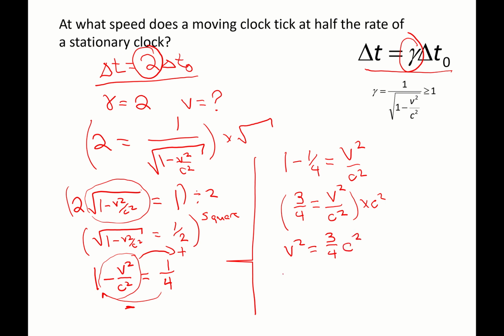And now to get v, I take the square root. So it's going to be the square root of 3/4 times c squared. The square root of c squared is just c. The square root of 3/4 is numerically 0.866. So it's traveling at a speed of 0.866 c. So make sure you're able to do this math. You're definitely going to see questions like this on the homework.